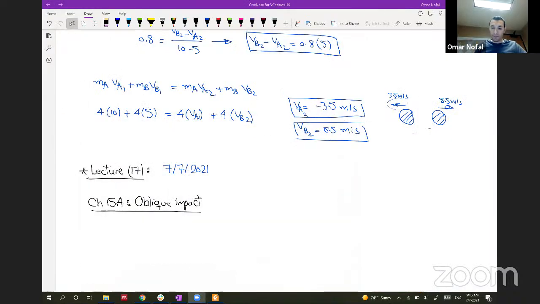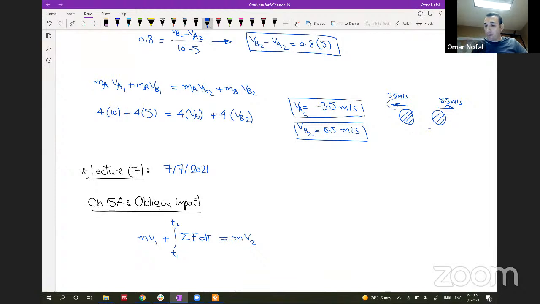Let's get started. Yesterday we started to talk about impact as an application of the conservation of linear momentum, and the equation was mv1 plus the integration from t1 to t2 of the sum of all the forces acting on the body with respect to time, and this will be equal to mv2.